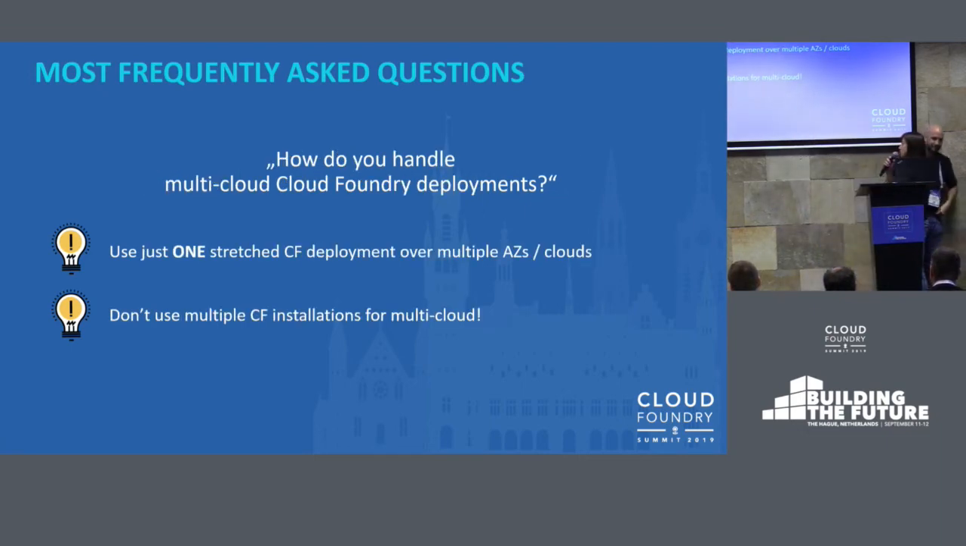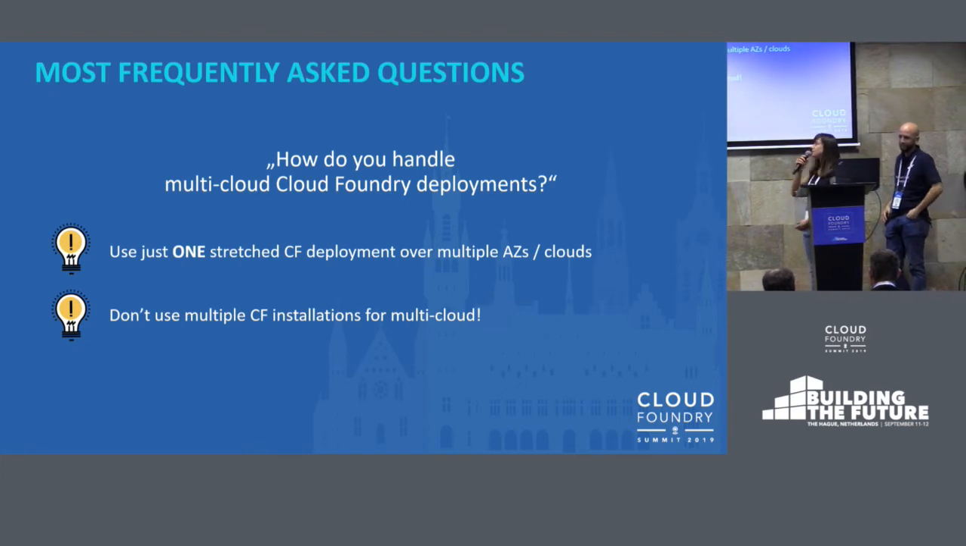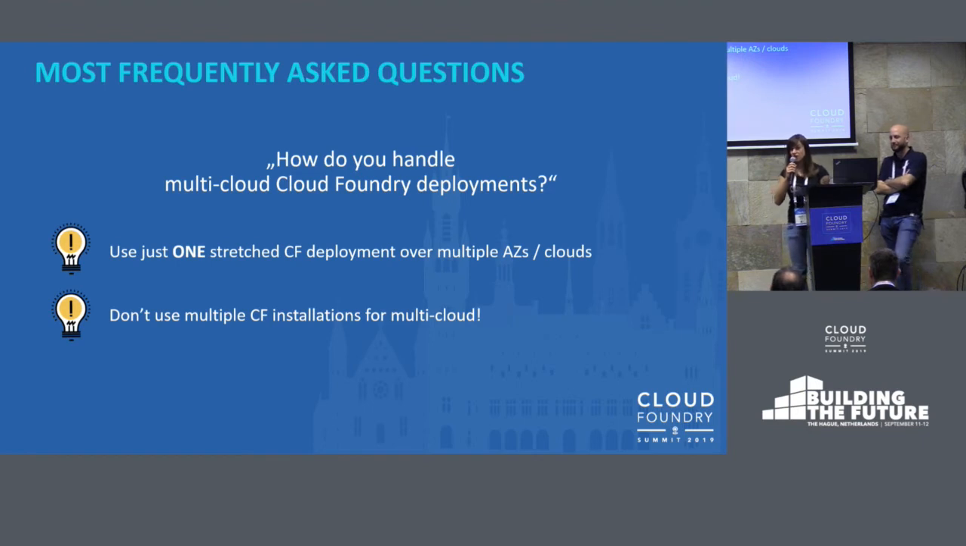Well, so how do we handle multi-cloud Cloud Foundry deployments? I'm not sure if we all have the same understanding of multi-cloud, but for us it doesn't necessarily mean that you have different cloud providers. And for us it's also necessary that we don't have multiple installations per cloud. We have one single installation stretched over those availability zones or clouds or whatever. So our recommendation is to just use one stretched CF deployment over those data centers.